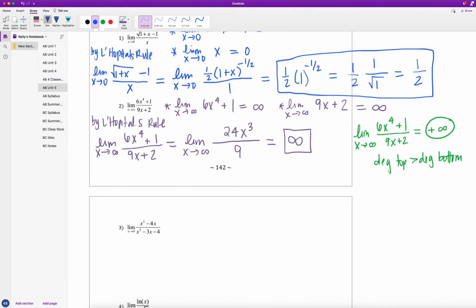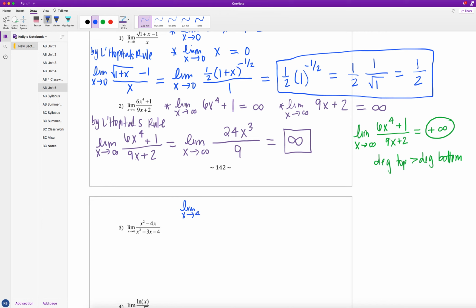So in example 4 here, we have the limit as x approaches 4 of x squared minus 4x over x squared minus 3x minus 4. Why don't you guys pause the video right now and determine if you could use L'Hopital's rule. So to determine if I can use L'Hopital's rule, I need to see what the limit of each part of this fraction is going to go to.